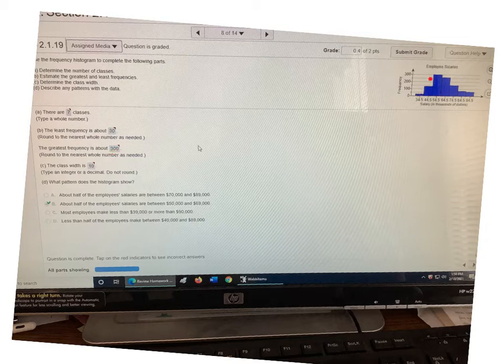What's the greatest frequency? Well, that's the tallest bar. It looks like it's exactly 300.